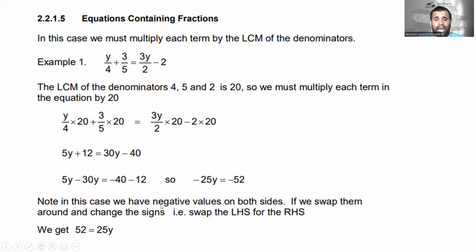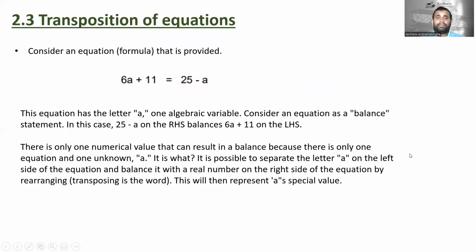Note that in this case, we have negative values on both sides. If we swap the left hand side and right hand side and change the signs, then we have 52 equals 25y, right?